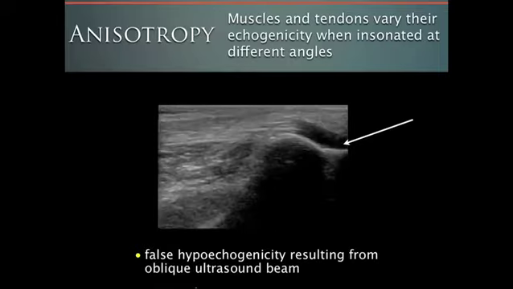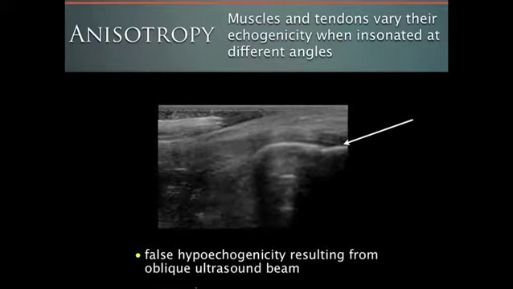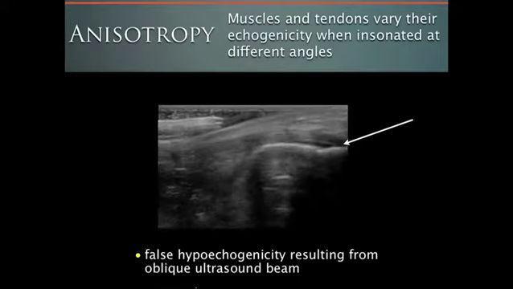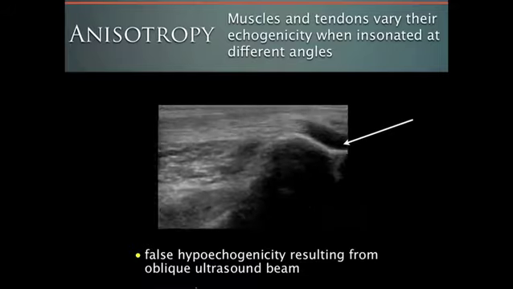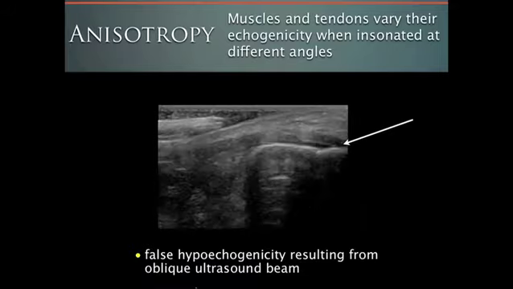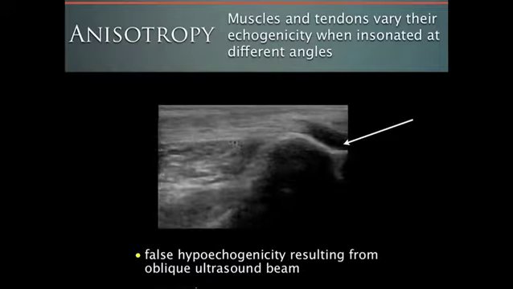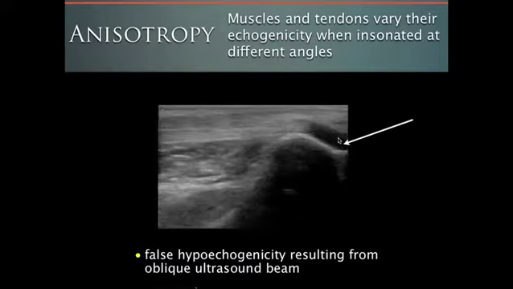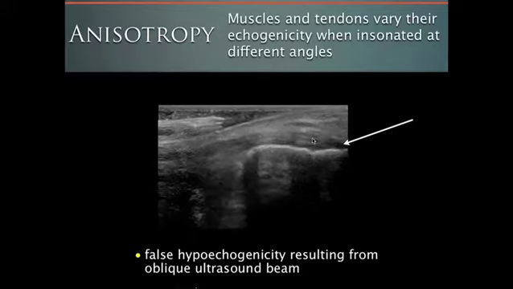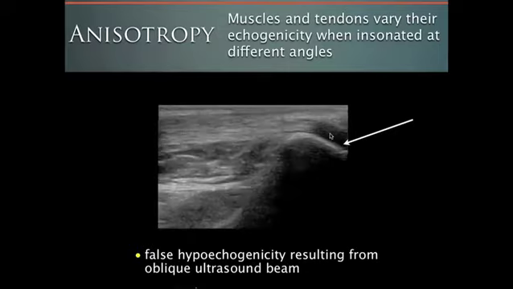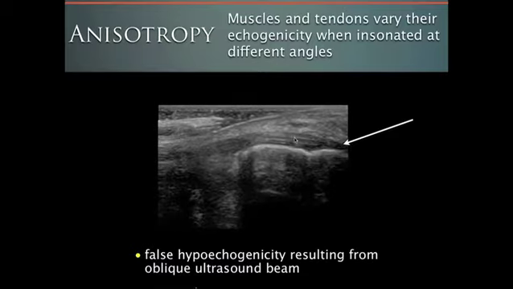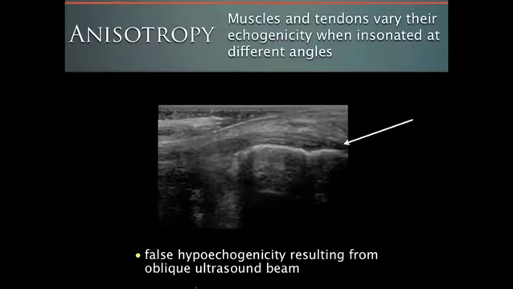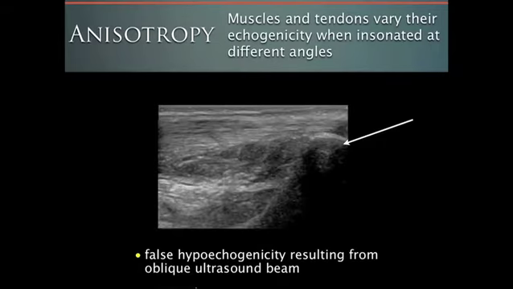And as this video demonstrates, the arrow points to the tendon. And along most portions of that tendon, the tendon is quite hyperechoic, as we can see here in its linear striations. But as we get to the edge of this tendon where the angle of insonation may be different, it appears falsely hypoechoic right over here. And that's due to this factor called anisotropy.